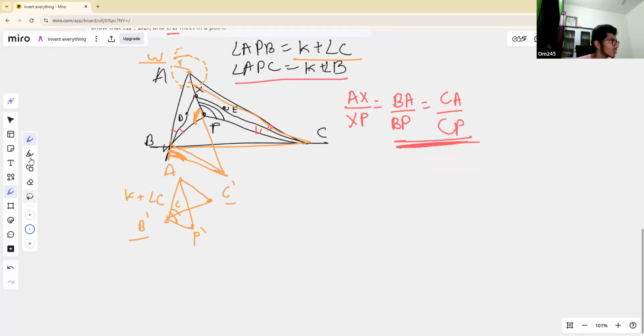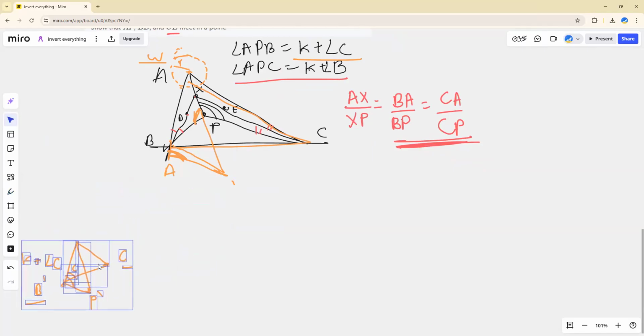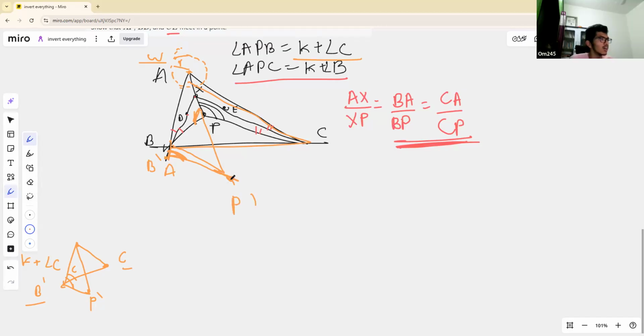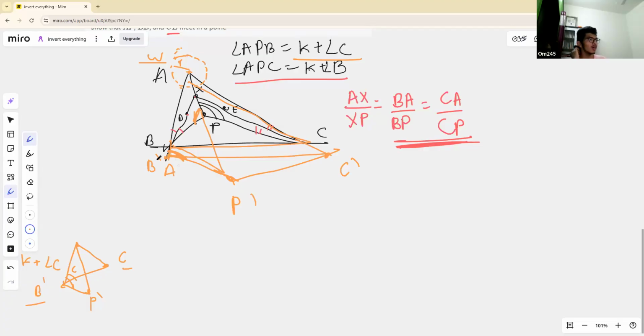Actually, I think we can say angle P prime B prime C prime is equal to P prime B prime A prime minus A prime B prime C prime. So that would be equal to angle BPA minus angle BCA. So if you consider B dash P as an image, then this angle will be angle C, and this angle will be K plus C. So that just implies angle P dash B dash C dash is equal to angle K.